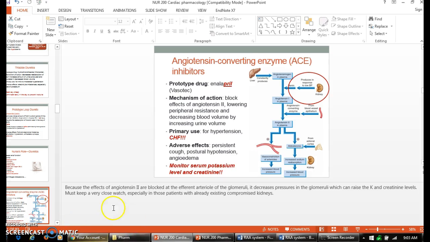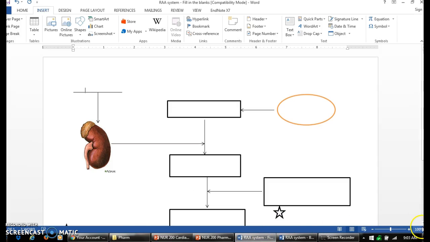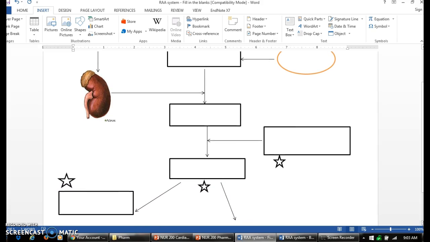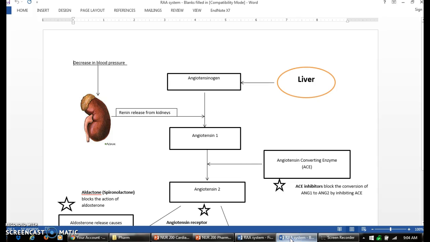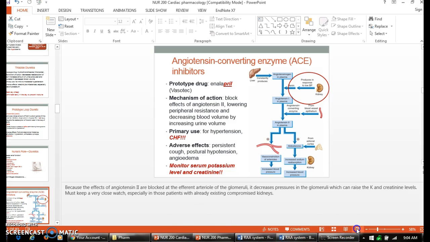I'm going to skip over to something really quick. Not this one, this one. This is going to be posted in Blackboard, and it's a blank renin-angiotensin-aldosterone system. If I don't get a chance to go over it in class, I'm also going to give you the one with the blanks filled in. It's basically a visual of how the renin-angiotensin-aldosterone system works, starting with a decrease in blood pressure causing a renin release from the kidneys. So I will make sure that this is posted so that you have it to refer to, and hopefully we'll get a chance to go over it in class. Back to your ACEs.